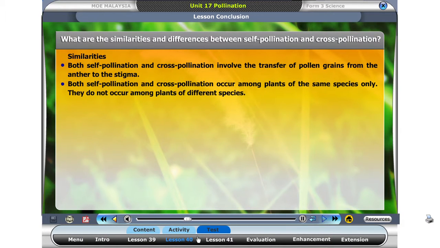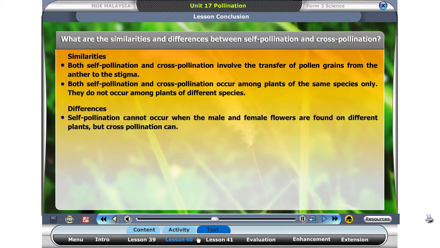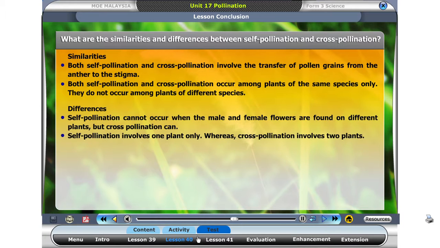Both self-pollination and cross-pollination occur among plants of the same species only. They do not occur among plants of different species. The following are the differences between self-pollination and cross-pollination. Self-pollination cannot occur when the male and female flowers are found on different plants, but cross-pollination can. Self-pollination involves one plant only, whereas cross-pollination involves two plants.